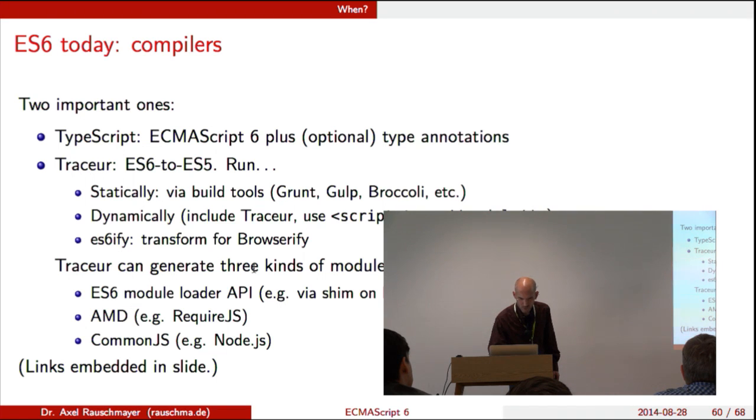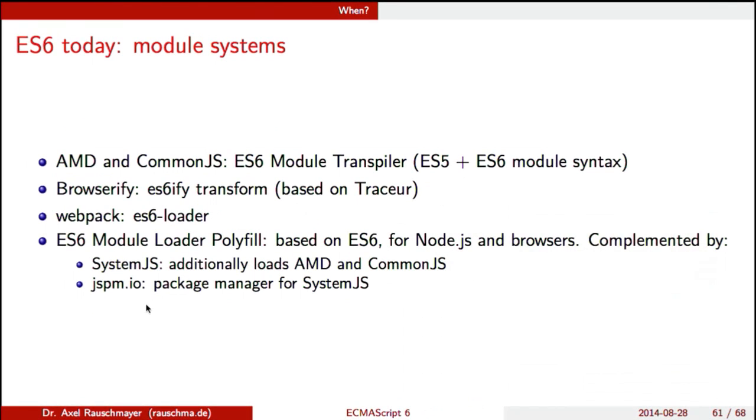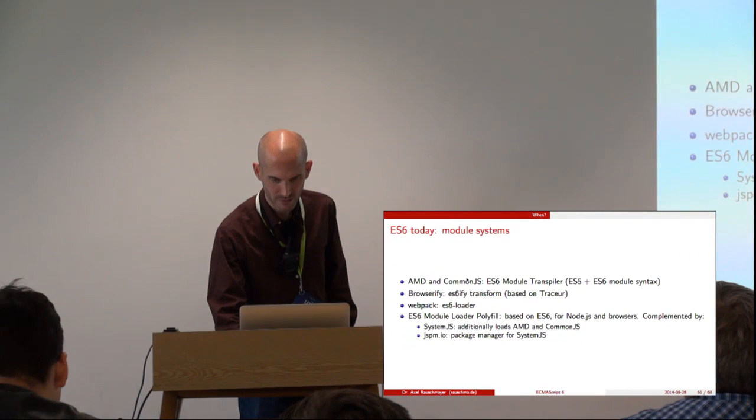And Traceur can generate 3 kinds of modules. It can generate ES6 modules, AMD modules, and CommonJS modules. Additionally, you have support for current module systems. So for AMD and CommonJS, you have a compiler that just compiles ECMAScript 6 modules that only have the module syntax from ECMAScript 6, and it compiles those to either AMD or CommonJS.